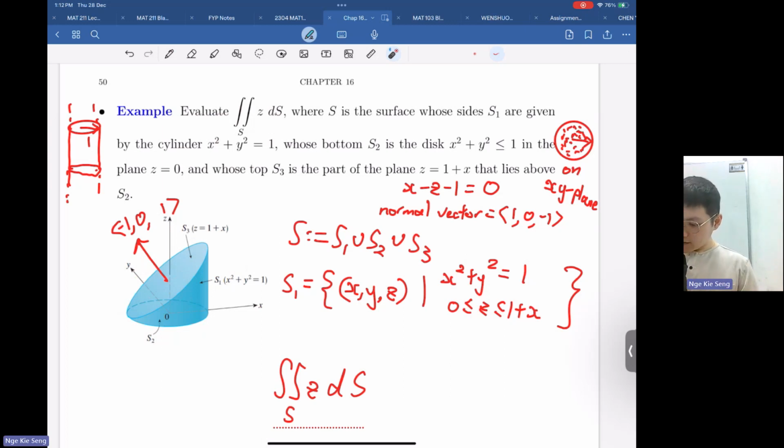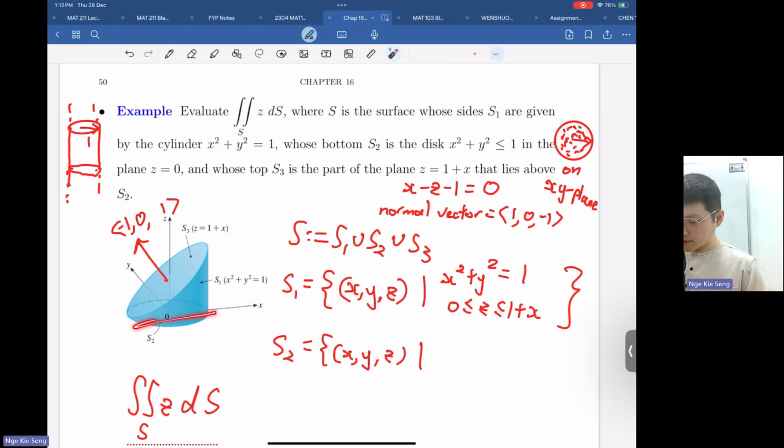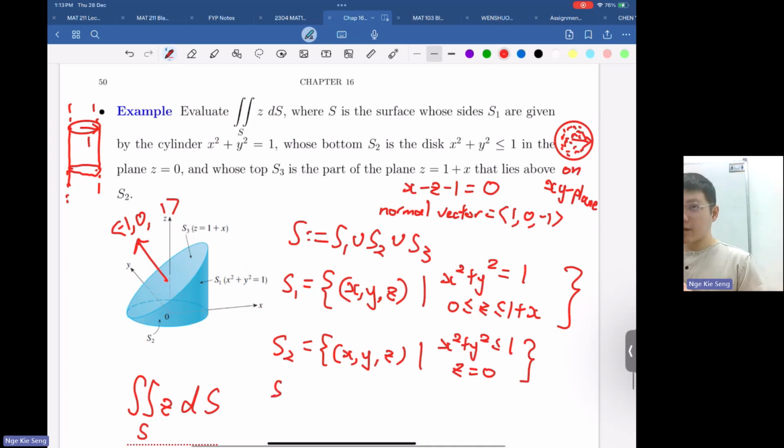How about S2? S2 is easier. S2 is the bottom side. So what's the bottom? The bottom is the disk x squared plus y squared less than or equal to 1. How about z? That is equal to 0, lying on the xy plane. How about S3?